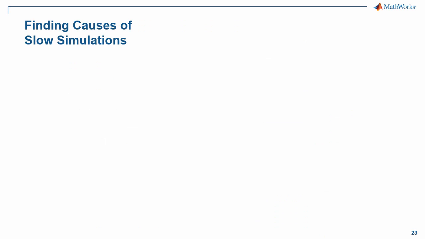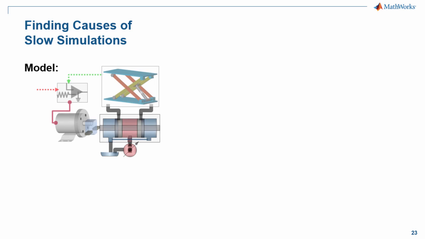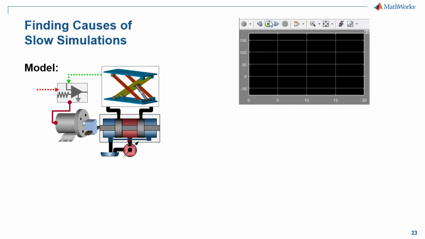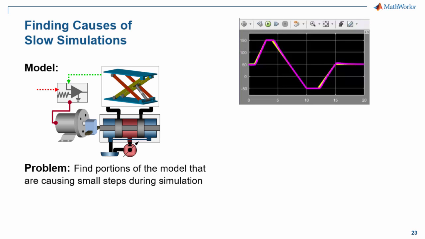In this demonstration, we're going to show how you can find the cause of a slow simulation. We have a model of a hydraulic jack. When we run the simulation, we notice that at certain points the simulation runs quite slowly. Here at about 4 seconds it goes quite slow, and again at 10 seconds the simulation goes quite slow. We know that there are elements in our model that are causing it to take small steps, again resulting in slow simulation. We're having trouble finding them.